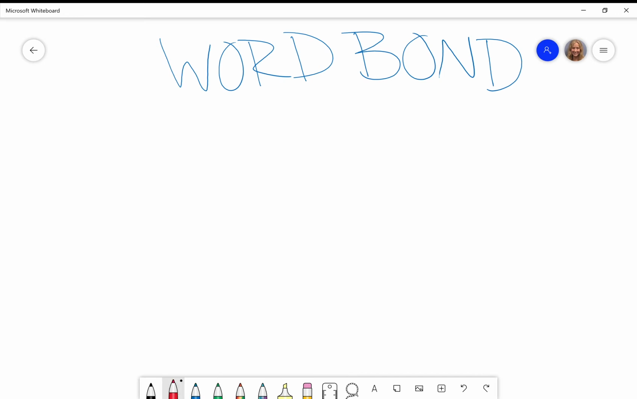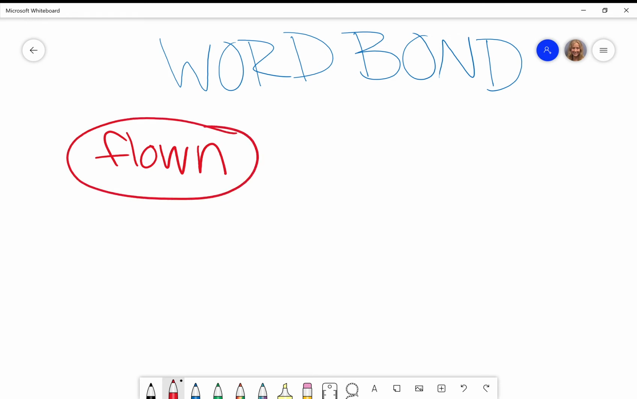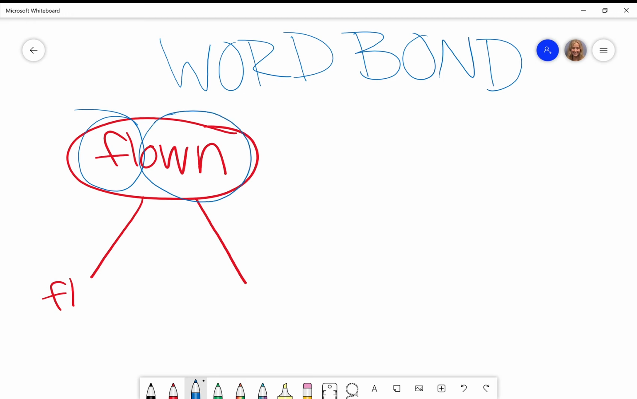So let's start by taking a look at the word flown. Okay, so here's my starting word. And I need to break this down into at least two pieces. To start, I am going to look at the first two letters. You can break up your word however you want. This is just how I see it. So I need to bring down this FL to one part of my word. Since I broke up my FL over there, the rest of my word has to go to the other side.